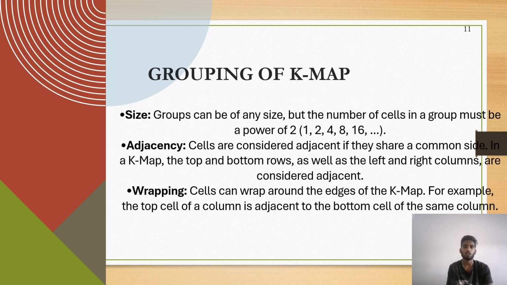Grouping of K-map. Size: groups can be any size, but the number of cells in a group must be a power of 2: 1, 2, 4, 8, 16. Adjacency: cells are considered adjacent if they share a common side. In a K-map, the top and bottom rows, as well as the left and right columns, are considered adjacent. Wrapping: cells can wrap around the edges of the K-map. For example, the top cell of a column is adjacent to the bottom cell of the same column.